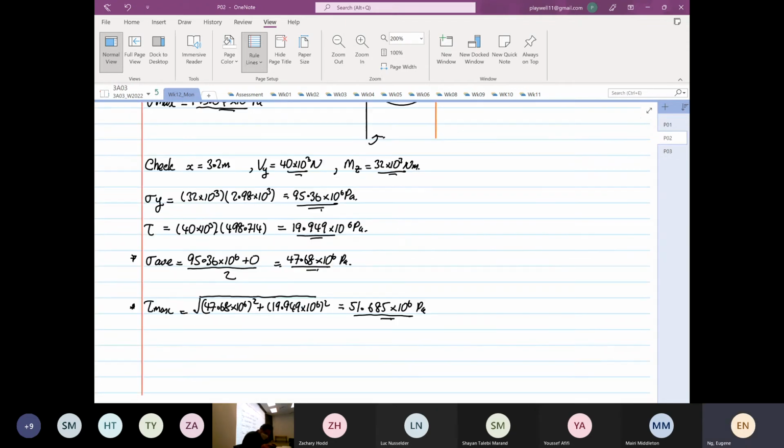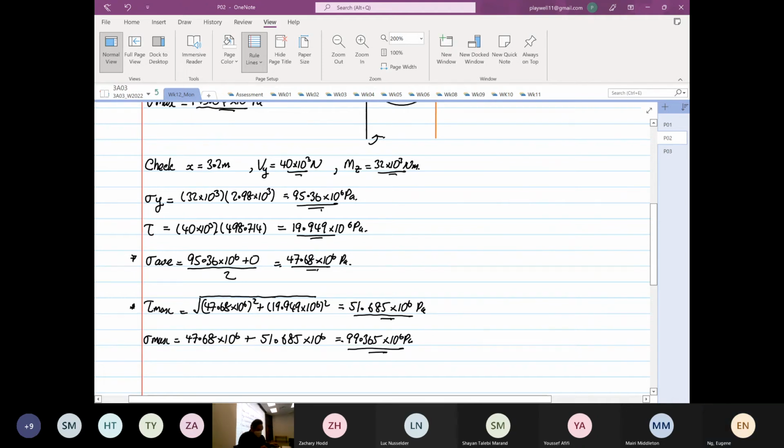So from here, stress max is equal to 47.68 times 10 to the power 6 plus 51.685 times 10 to the power 6. So 47.68 power 6 plus 51.685 power 6 is equal to 99.365 times 10 to the power 6 Pascal.